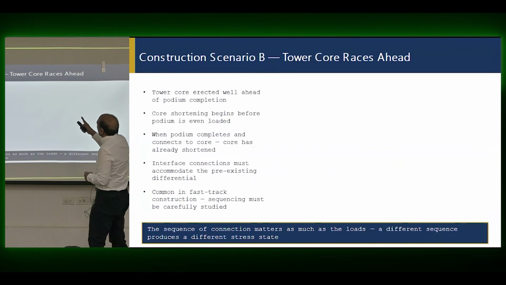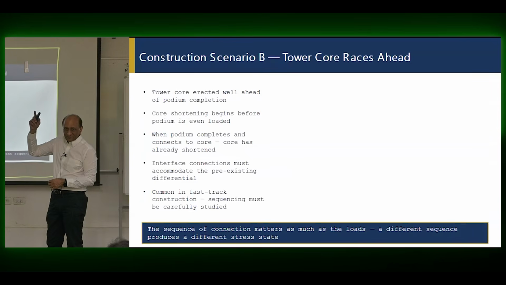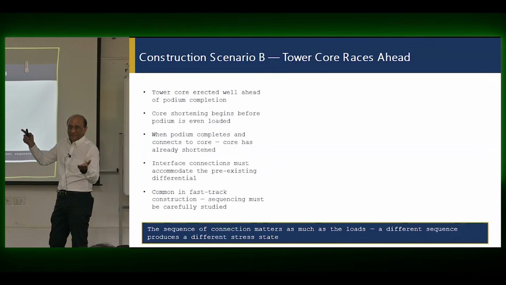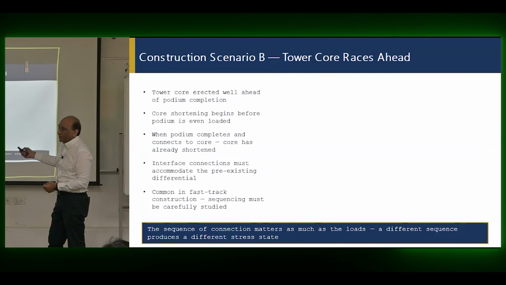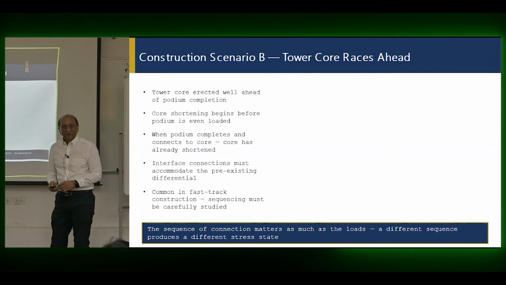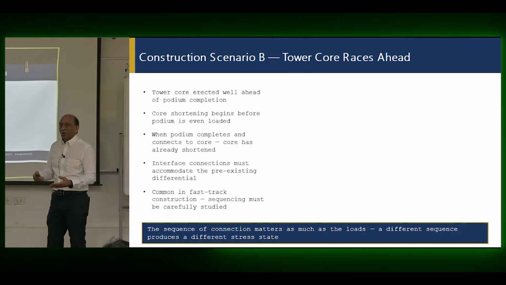Construction B, tower core races ahead, and the podium follows later. Like I said, we make it later, right? So make the tower first. So once again, depending upon what the scenario is, the results will be different. And construction sequence analysis needs to accommodate this in the analysis.